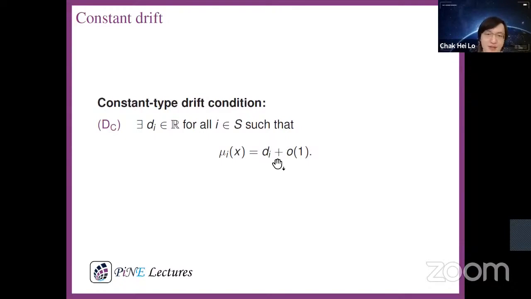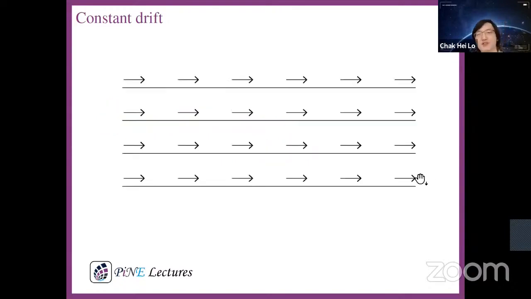Okay, so some lines can have positive drift, some lines can have negative drift. So let's look at some pictures. This is one example where on each line it is just a constant drift. They are all the same, and they are all positive with the same degree. In this case, one can easily predict that this is definitely transient, because in each line there's a push to the right, so it is unlikely that you can keep on coming back. So this case is essentially transient.